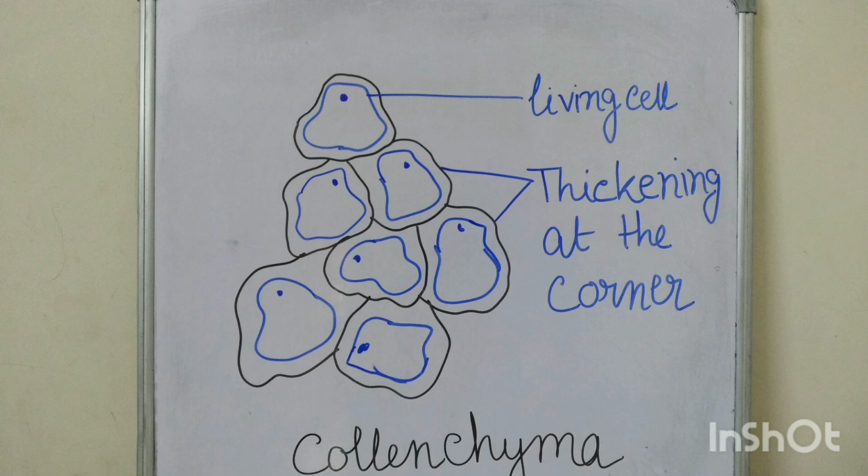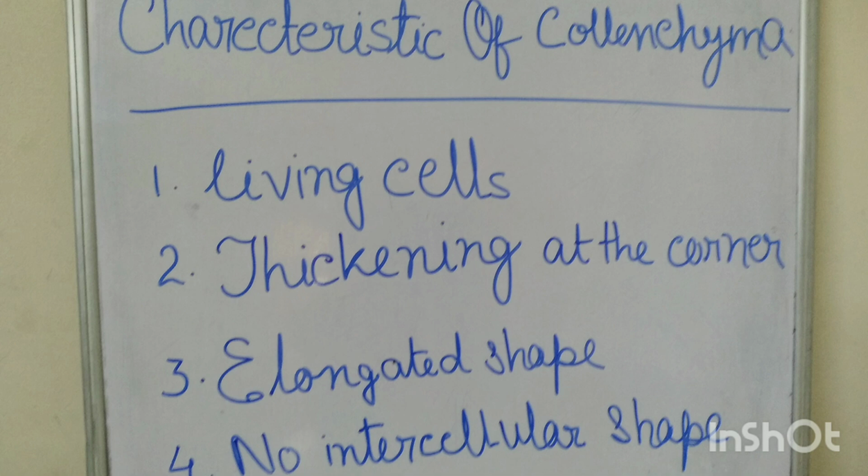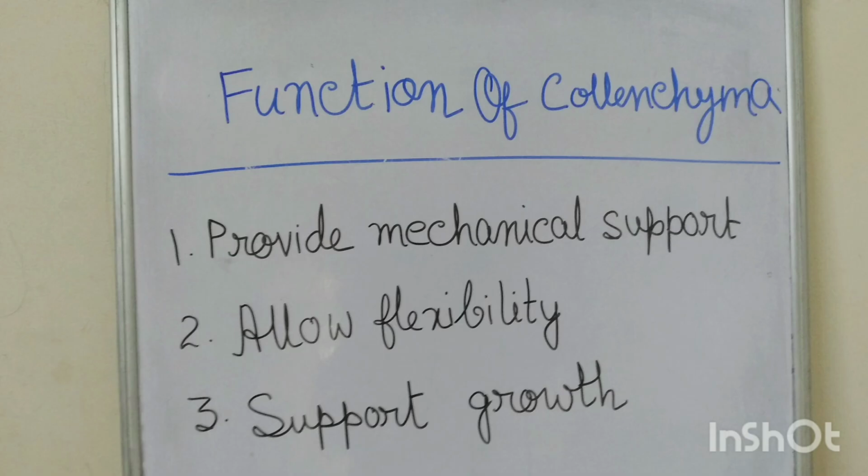Now I discuss the characteristics of the collenchyma cells. It is a living cell because you can see that there is a nucleus and a vacuole. Thickening at the corners means the thickness of the wall is not the same everywhere; mainly at the corners, the thickness is a little bit bigger. The shape is enlarged, meaning a little bit bigger than the parenchyma. There are no intercellular spaces, because there is thickness around the cell, so there is no intercellular space between them.